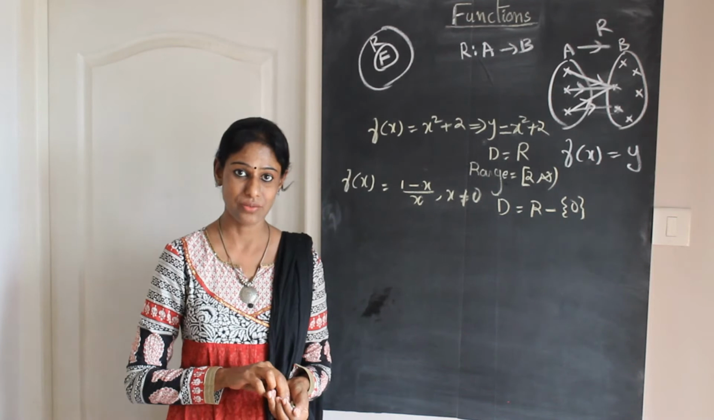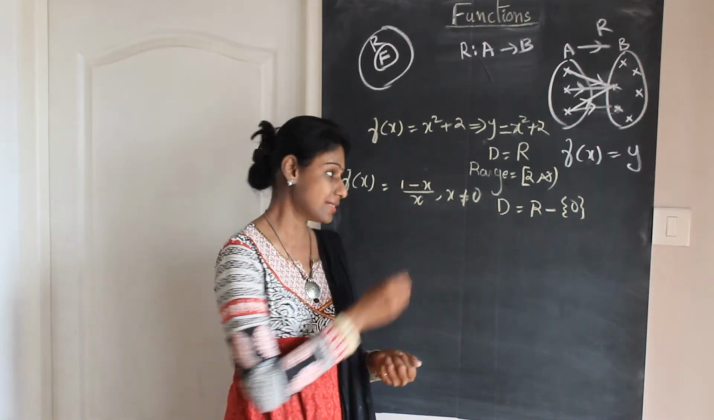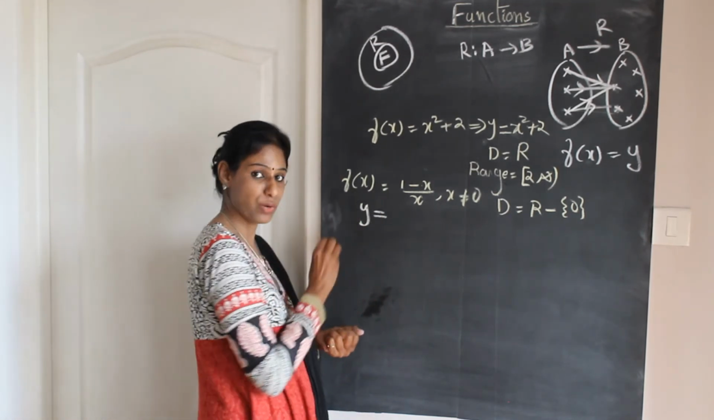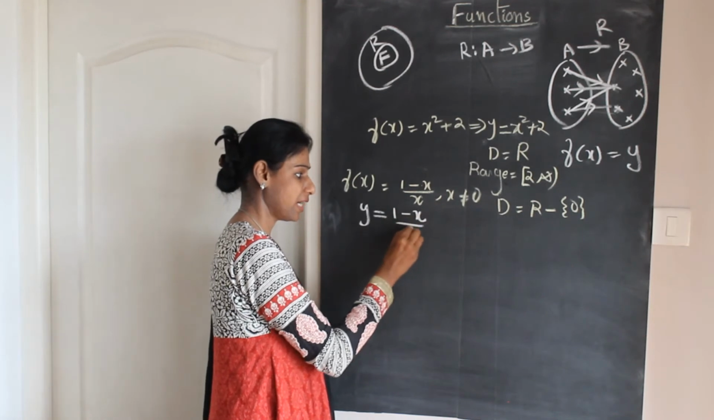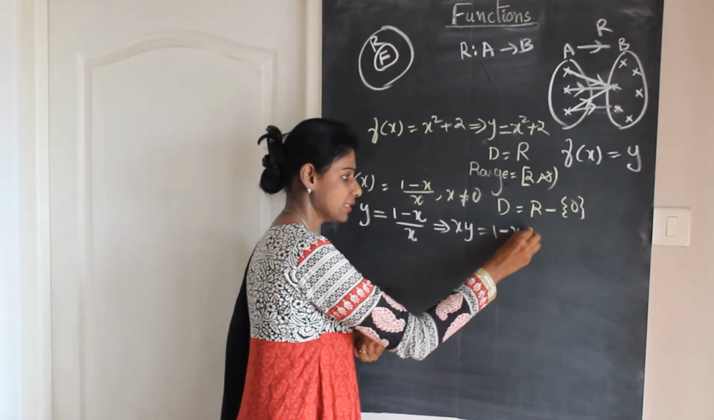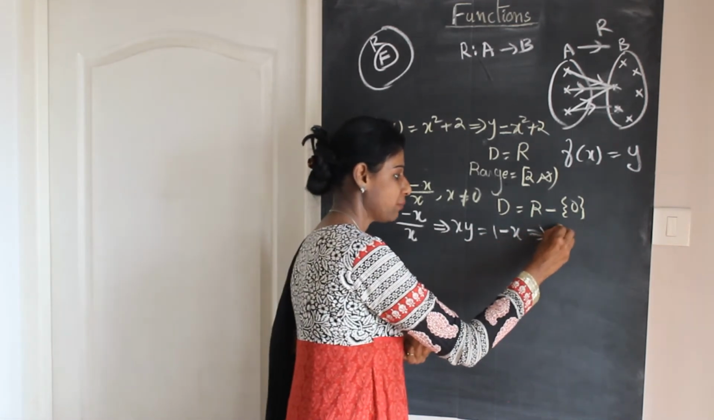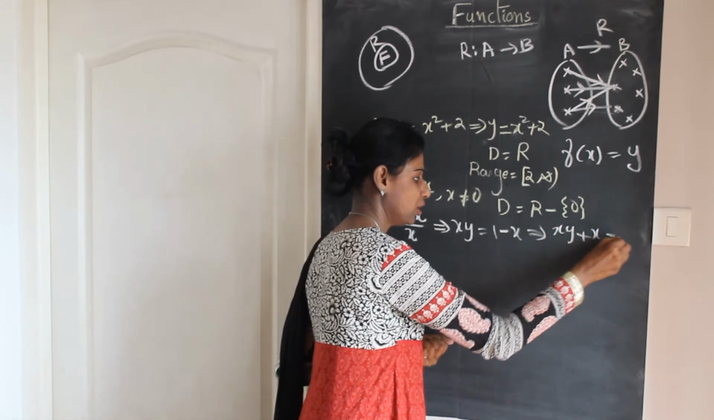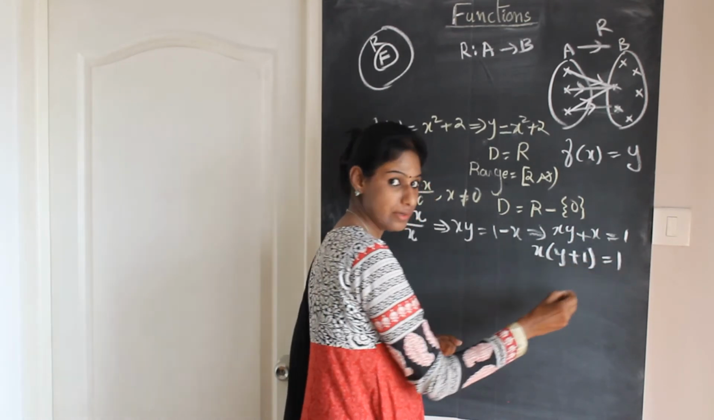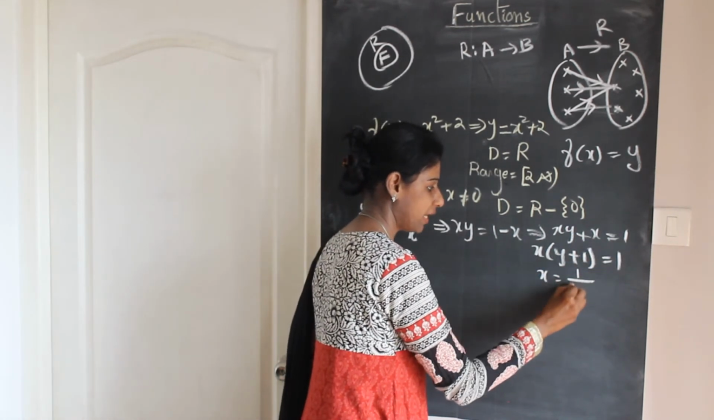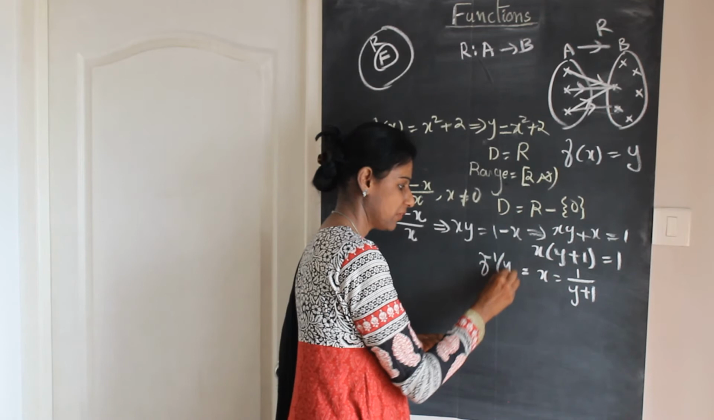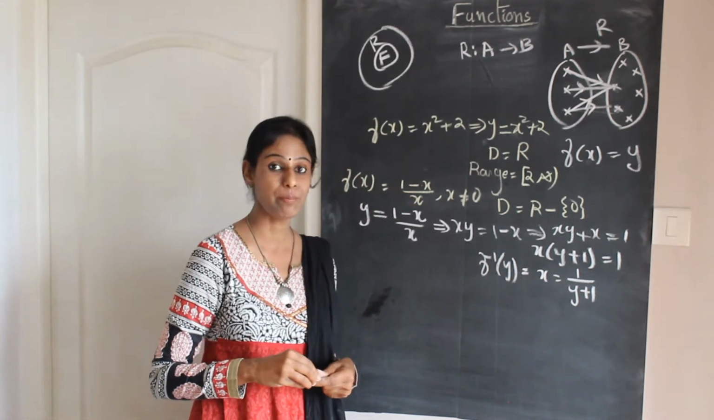R minus {0}. Now after putting these values as x, what are the possible values of y? That is your range. For that, y is equal to (1 minus x) by x. That implies, cross multiply, xy is equal to 1 minus x, which implies xy plus x is equal to 1. That is x into (y plus 1) is equal to 1. That is x is equal to 1 by (y plus 1). And this x means it is f inverse of y. So f inverse of y is equal to 1 by (y plus 1).